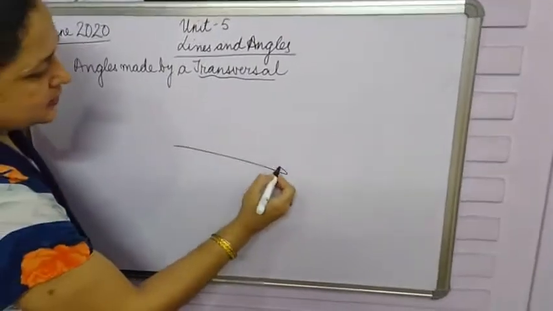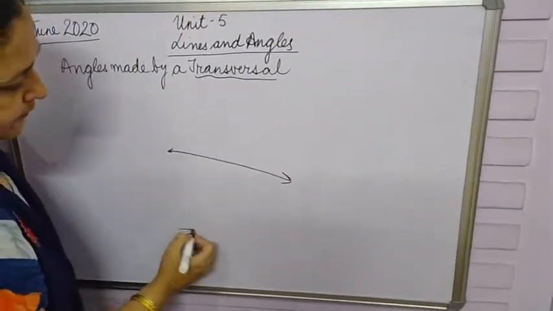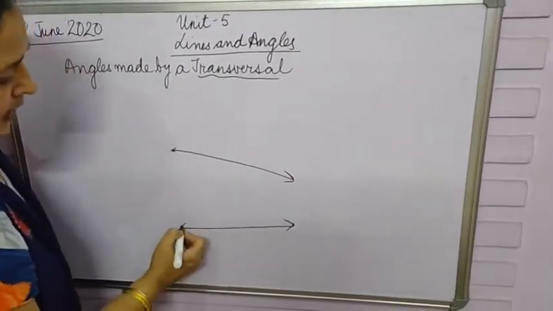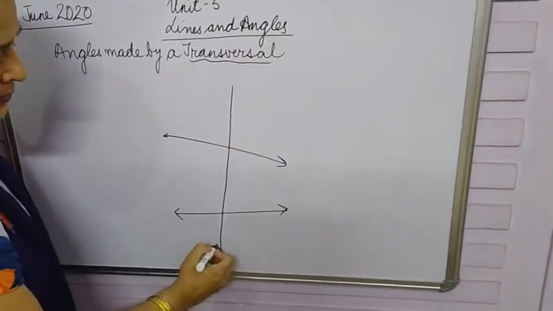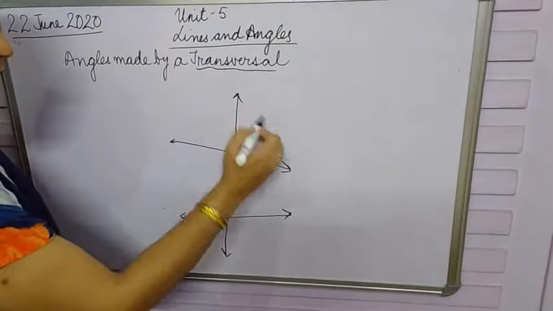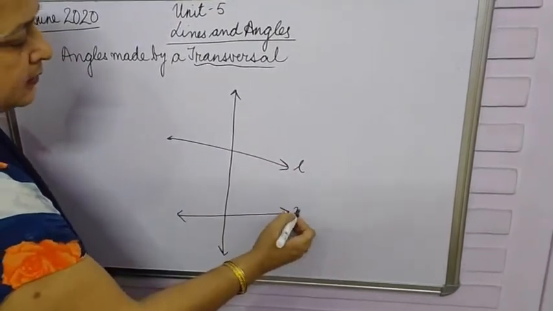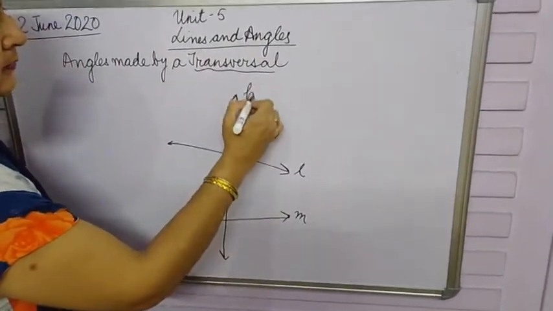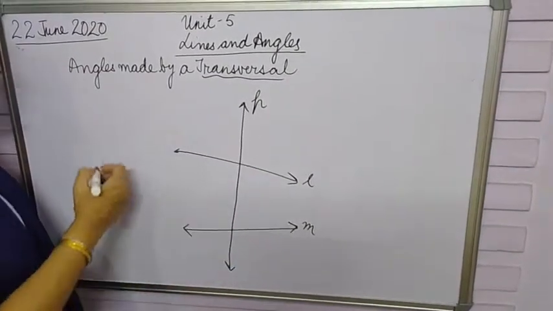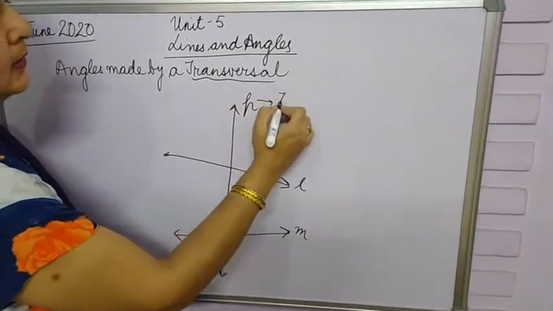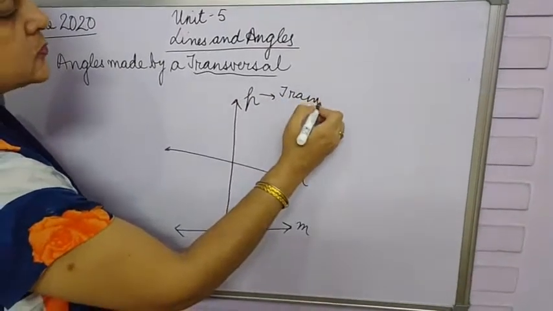First we are to study what is a transversal. Let us consider two lines. The lines may be intersecting or parallel, and this third line cuts them. Let this line be L, M, and this line P cuts them at two distinct, separate points. Then this line P is known as a transversal.